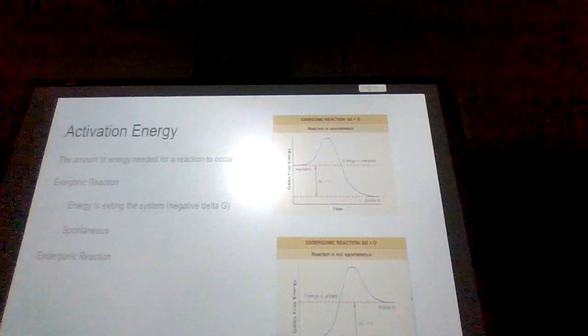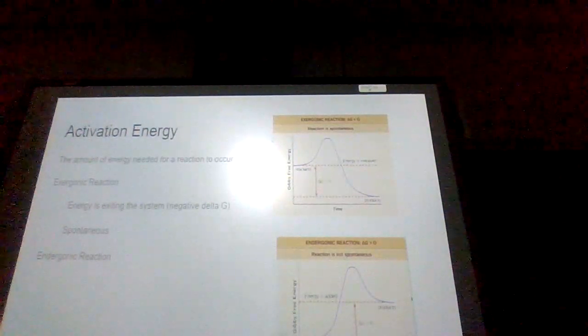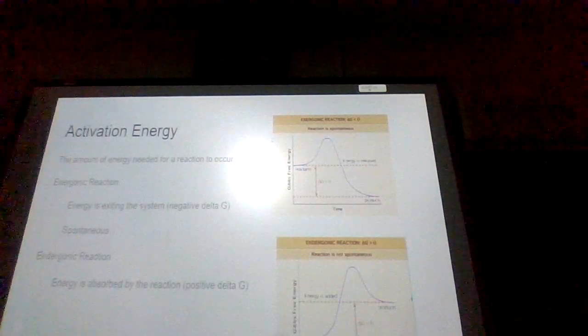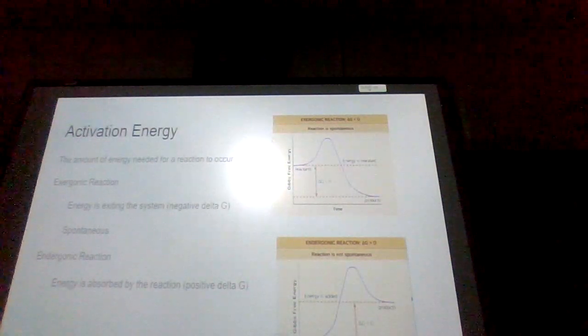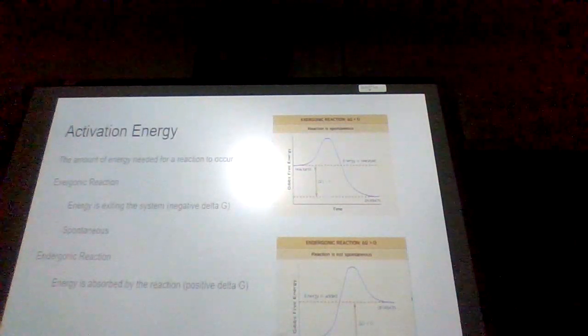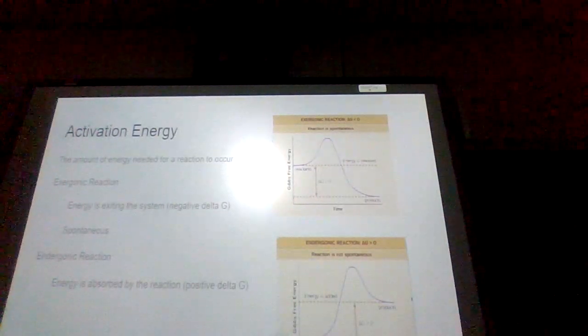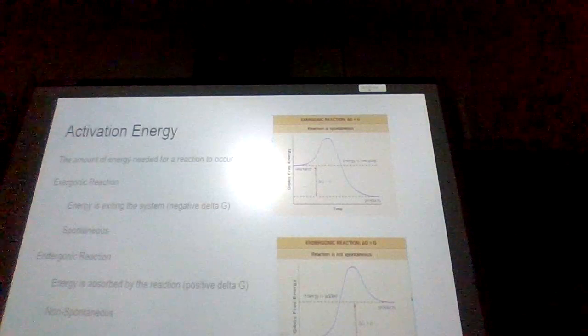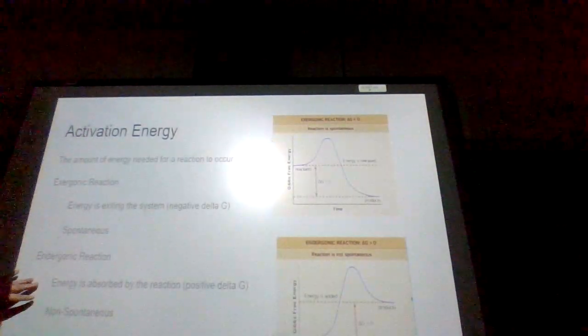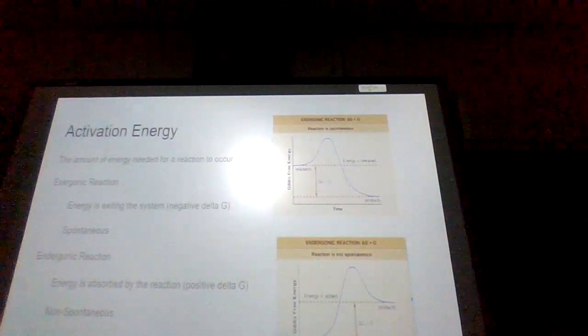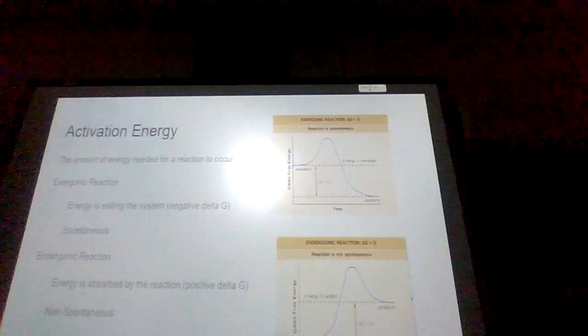The opposite of exergonic is endergonic. So energy has to go into the system, and you're going to have a positive delta G, or energy is absorbed by the reaction. Again, energy is just moving in. This one is not spontaneous because we require energy. And again, requiring energy is going to control whether it happens or not.